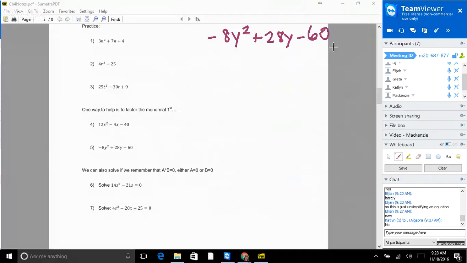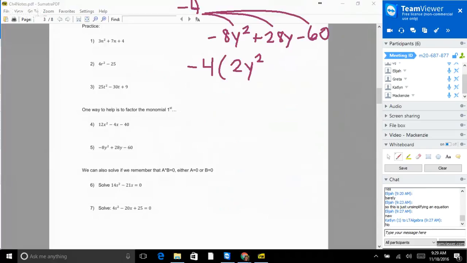We could leave the negative sign in there, or we could say we don't really want to deal with negatives when we're factoring. So we're going to not only pull 4 out, we're going to pull a -4 out of the equation to make our factoring lives easier. So if we pull a -4 out of -8y squared, we're left over with 2y squared.